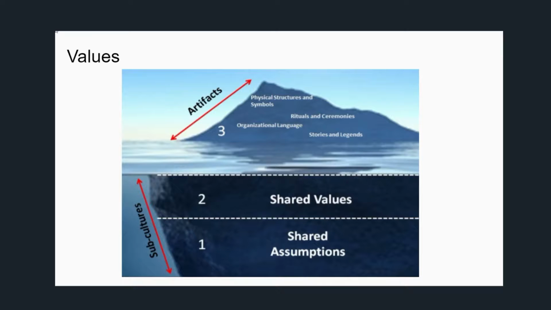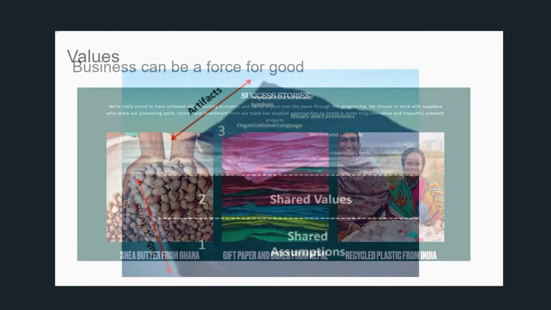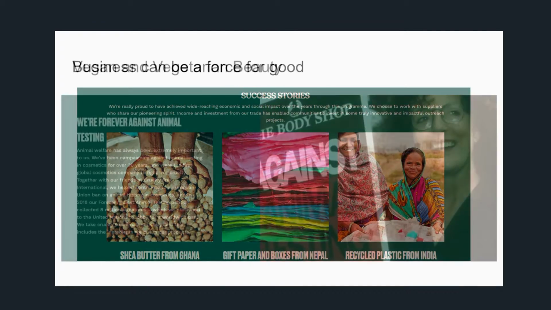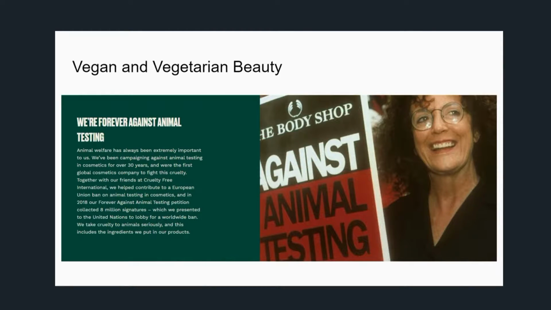Values are used as the framework that allows an organization to make decisions and strategically plan for the future. When looking back at the Body Shop, some of their core values are: business can be a force for good. This value led them to design a community fair trade program in 1987 to source their ingredients and their packaging. Another value is their belief in vegan and vegetarian beauty. Body Shop has been campaigning against animal testing for decades.